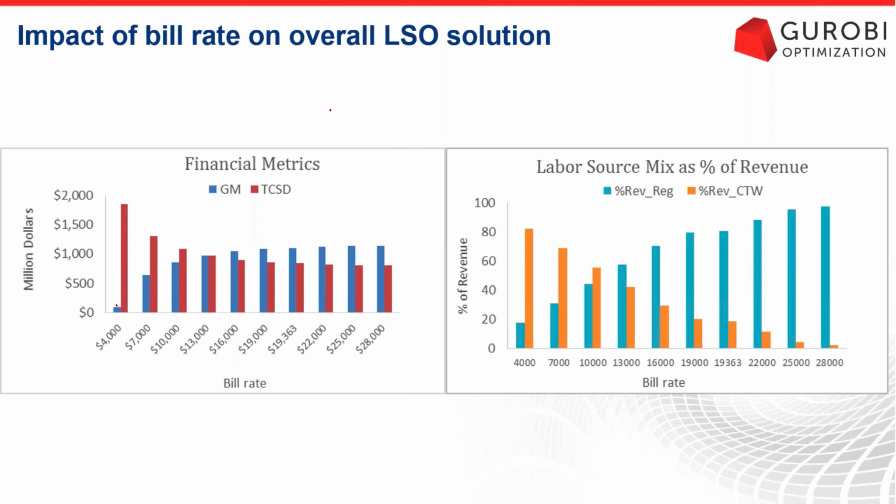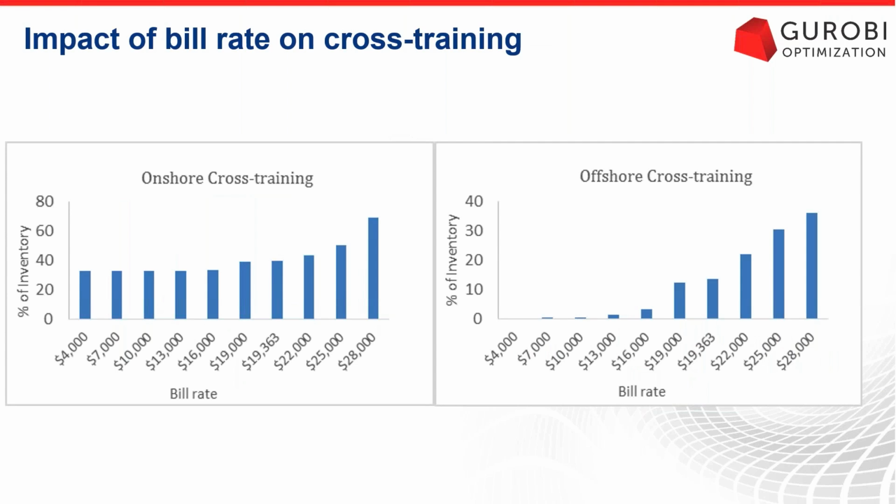And it also shows the optimal labor mix as the productivity changes. As the productivity goes up, the optimal labor mix will prescribe more utilization of regular workforce and use less contingent workforce. And as internal workforce becomes more productive, it is optimal to have more cross-training to increase the utilization of internal workforce. And this is the case in both onshore and offshore.